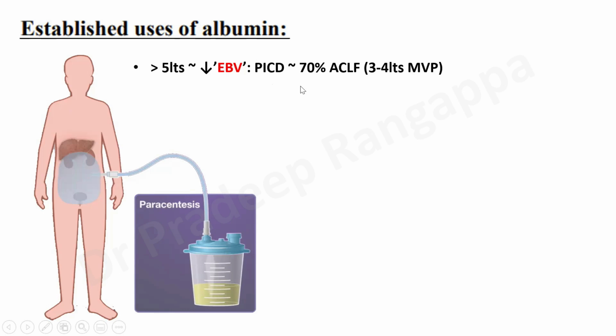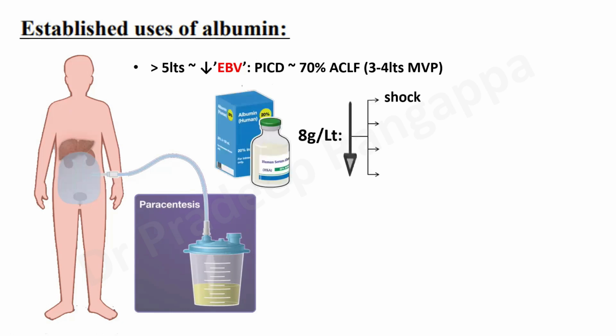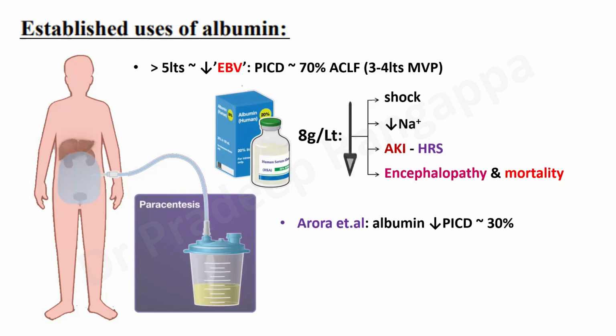PICD, paracentesis induced circulatory dysfunction, tends to occur in 70% of acute and chronic liver failure, even with 3 to 4 liters of moderate volume paracentesis. So replenishment of albumin at a dose of 8 grams per liter, that is, for every liter of ascites that we drain, replacing it with 8 grams of albumin, has been shown to reduce the occurrence of shock, hyponatremia, and acute kidney injury and hepatorenal syndrome, and even to reduce encephalopathy and mortality.